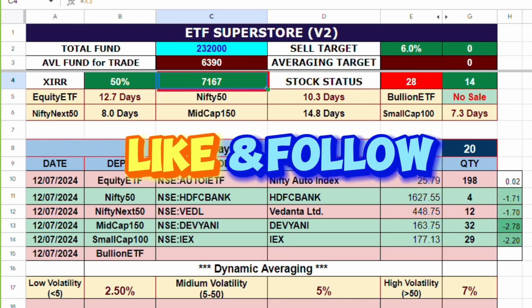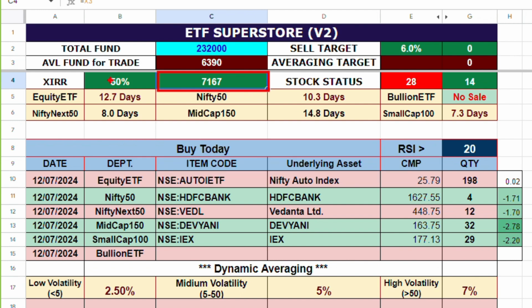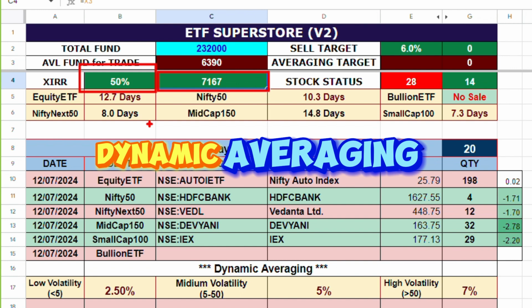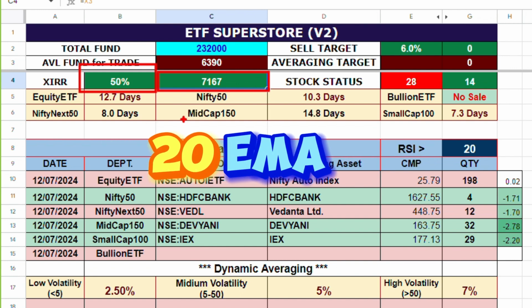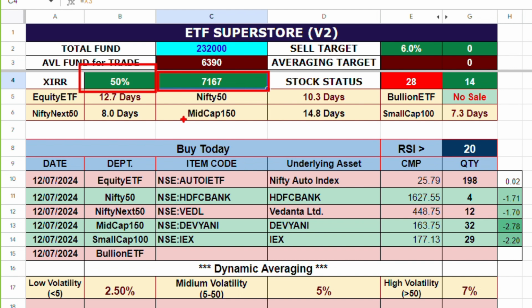So, at the end of the day, our total profit is 7,167 rupees, and our annualized income is 50% on the invested amount. ETF SuperStore is easy to operate. Dynamic averaging, 20 EMA calculation and trend analysis make things unique. If you want this Google Sheet, then check the link in the description.